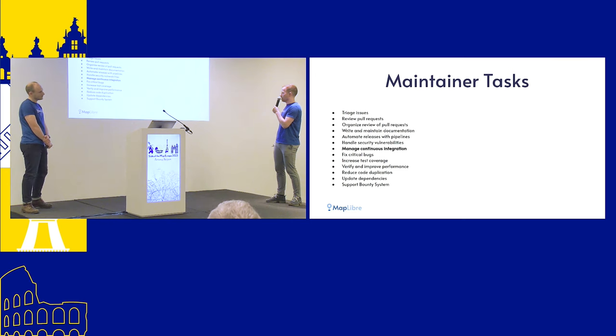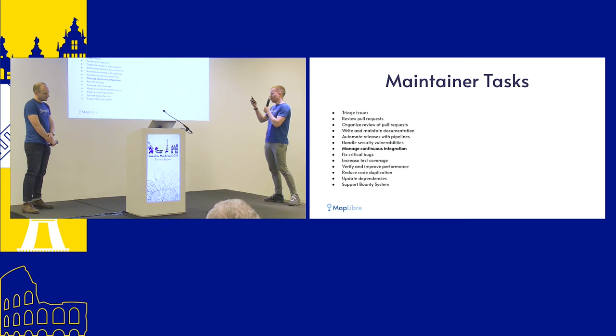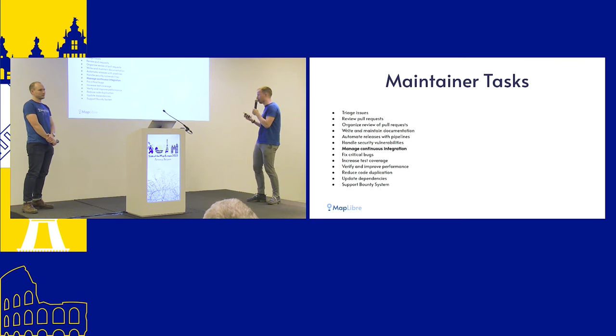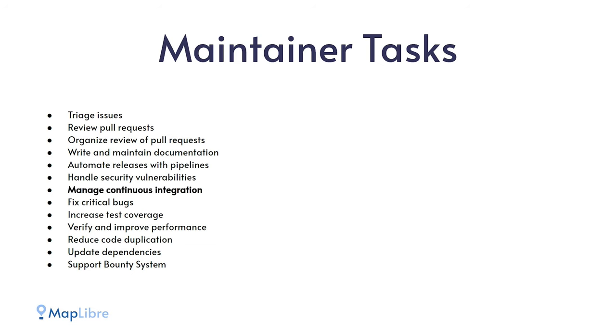So this is my task list. Another thing that I've spent quite a lot of work on, which had to be redone in some ways, is managing continuous integration. So when someone makes a pull request for MapLibre Native, it actually runs on an actual iOS device, an actual Android device, all these tests, the render tests, unit tests, and makes sure that no new bugs were introduced.